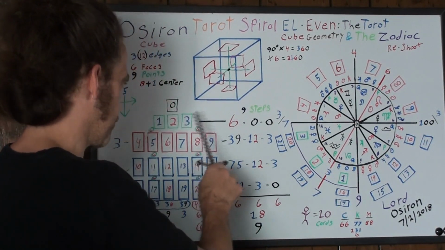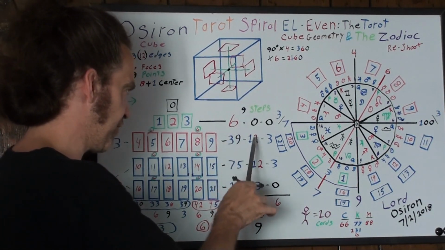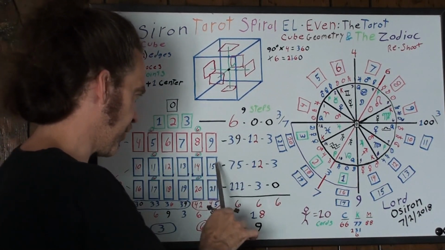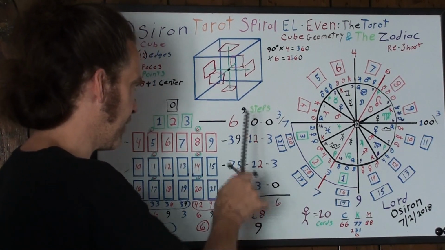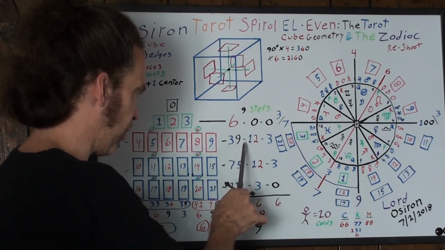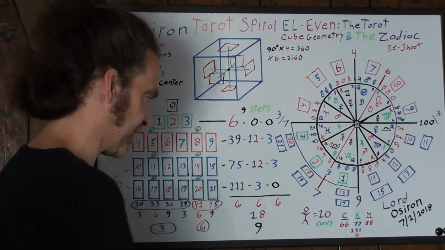So the axis cards reduce to 6 in 1 step. This row here, the face, is reduced to 3 in 3 steps. This row reduces to 3 in 3 steps. And this last row reduces to 3 in 2 steps. So we have a 1 plus 3, 4, 5, 6, 7, and 8 and 9. So 9 steps to do that. And that gives you a 666.